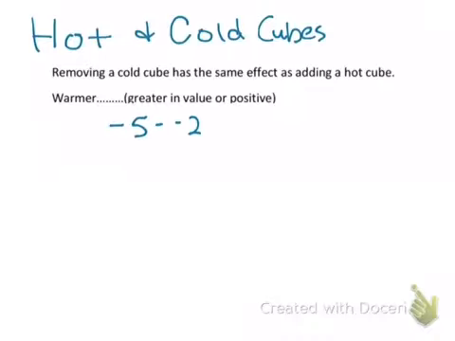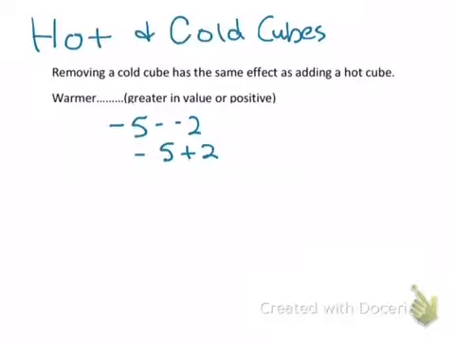So if you take this problem, negative 5 minus negative 2, I'm going to have every subtraction problem changed to addition, but I don't want to change the effect on the problem. So subtracting a negative, or removing a cold cube, remember it has the same effect as adding a hot cube, so we can rewrite it to be negative 5 plus 2. Subtracting a negative has the same effect as adding a positive.